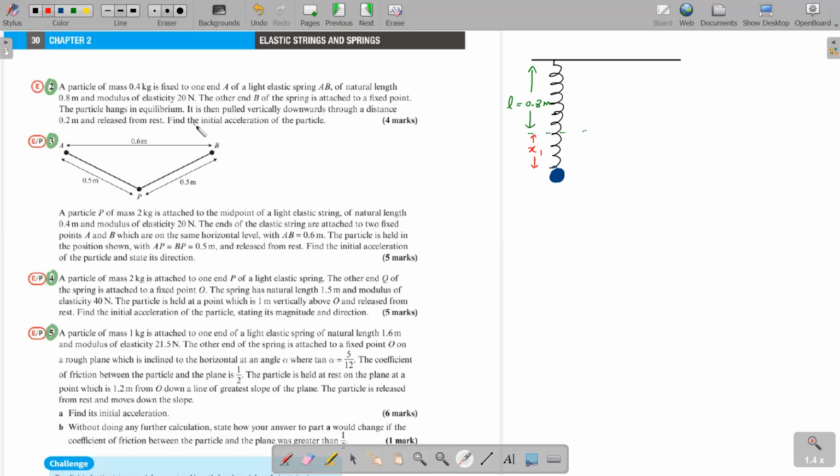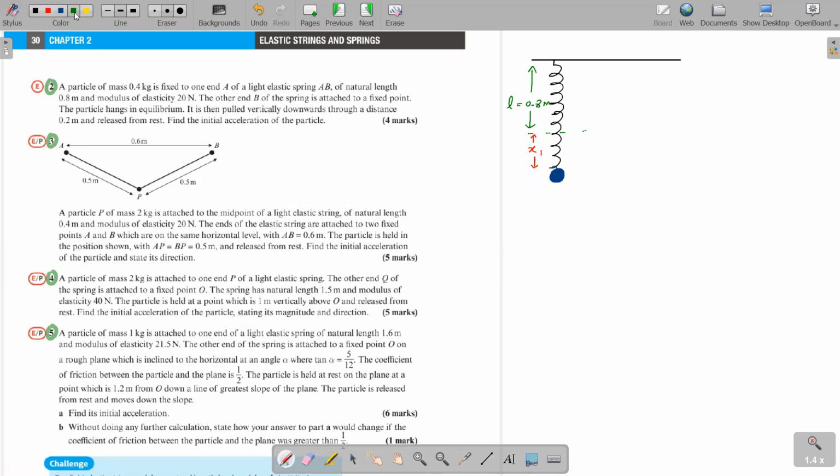So this is actually, they say the particle hangs in equilibrium. They say it is then pulled vertically downwards through a distance 0.2 meter and released from rest. So while it's in equilibrium, you're pulling it a further 0.2 meter down. You get it? So first we need to calculate this x1 distance, because from this point we are going to pull it a further 0.2 meter down. Are you with me? Okay, so first thing to do is to get this.